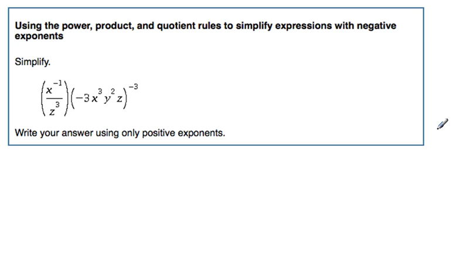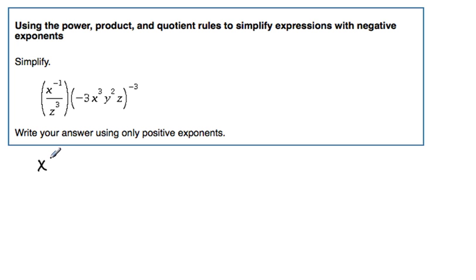Okay, in this particular problem, we're going to use the power, product, and quotient rule to simplify an expression with negative exponents. So we're going to simplify x to the negative 1 divided by z to the third times negative 3, x to the third, y to the second, z to the negative 3 power. And our answer can only contain positive exponents. So first thing we're going to do is make sure to basically distribute this negative 3 exponent to each term in the second set of parentheses.